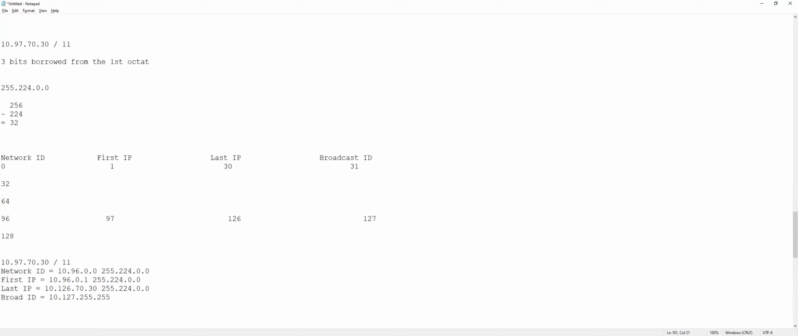And that's going to go all the way to 10.127.255.255, which is what you have as the broadcast. And the last usable IP is going to be 10.127.255.254, because we're subtracting just one from the broadcast.